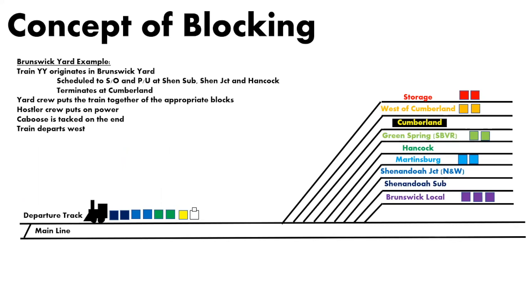So what happens is you have a train, the schedule's made, train YY, for example, originates at Brunswick Yard. And its schedule is to set out and pick up cars at Shenandoah Junction, Shenandoah Subdivision, and Hancock. And then it ends in Cumberland. So the yard crew puts together the appropriate blocks. And you see by my color code, it's the dark blue, the medium blue, the green, and the yellow. And then they tack on some power on the front. They put a caboose on the end, and they head west up to Cumberland.